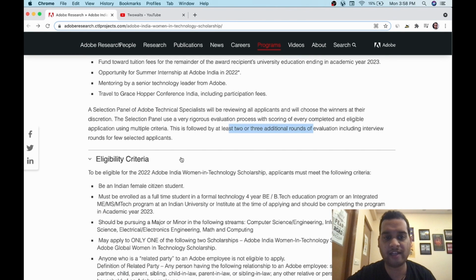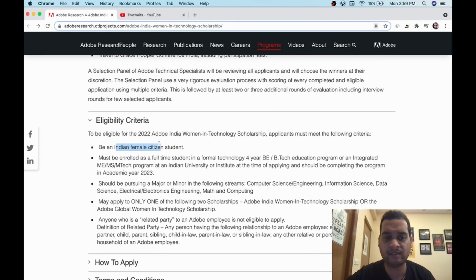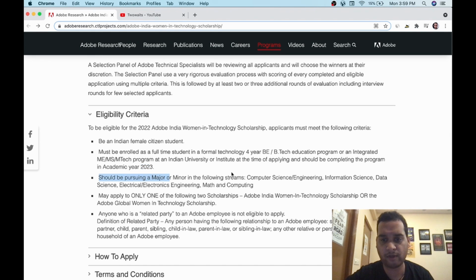Okay, so let's look at the eligibility criteria. Indian female citizen enrolled in any college, BTech or MTech of any branch, any stream. You have to be passing out in the 2023 batch, with a major or minor in the following: CS, computer science engineering, information science, data science, electrical and electronics engineering, math and computing. So mechanical and civil girls are not allowed, only these branches' students are allowed. I said this earlier, that is wrong, I take it back.